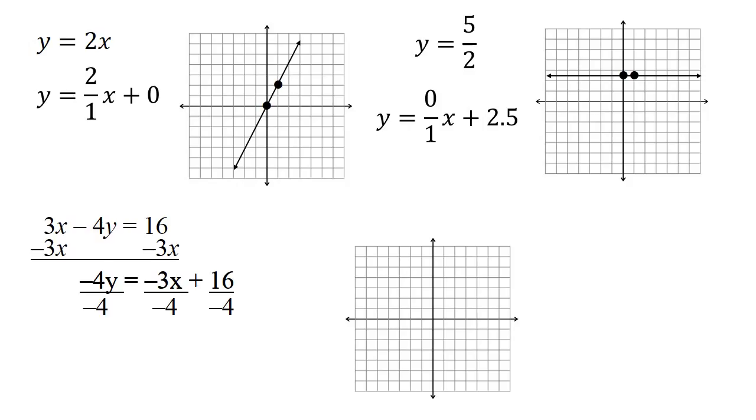Negative 4 divided by negative 4 is a positive 1. Negative 3 divided by negative 4 is a positive 3/4. And positive 16 divided by negative 4 is a negative 4. Now I have it in that y equals mx plus b format. And so I know I'm going to begin at the negative 4, my constant value, on the y-axis. And then from there, I'm going to move using the slope of 3/4. I'm going to move from that dot up 3 and 4 units to the right to get a second dot, and then I can draw my line.